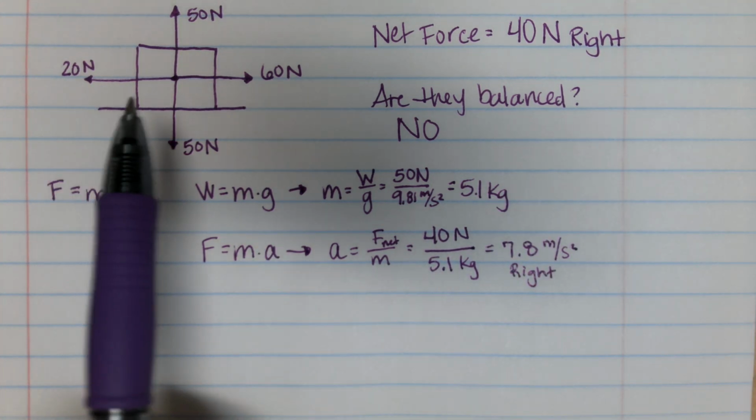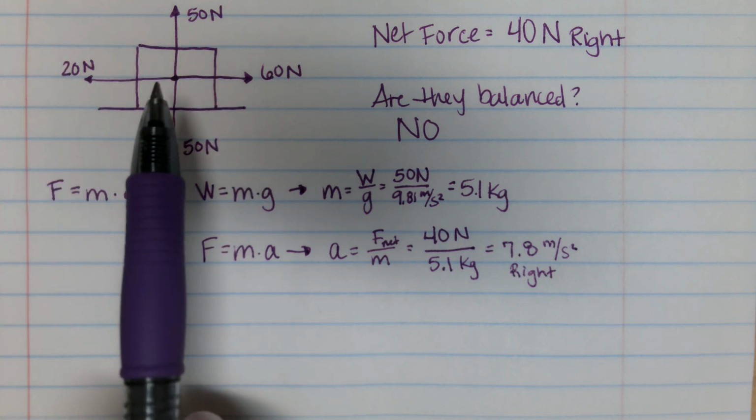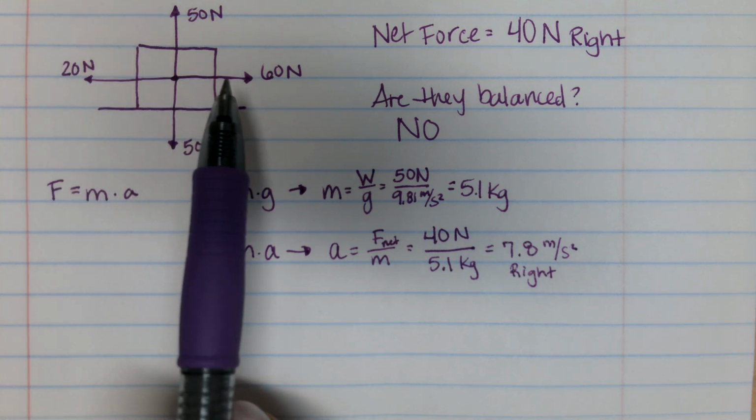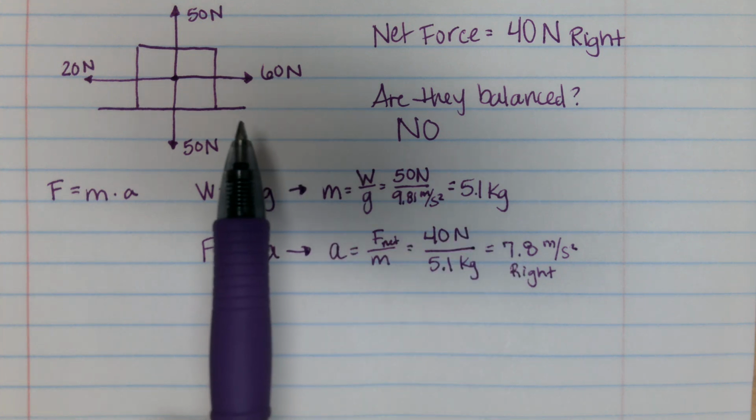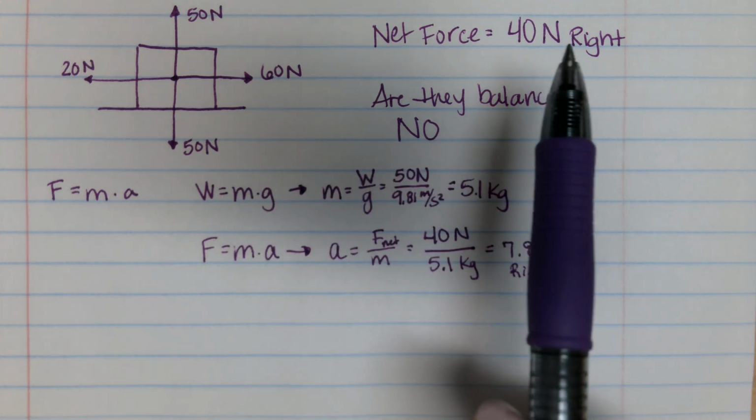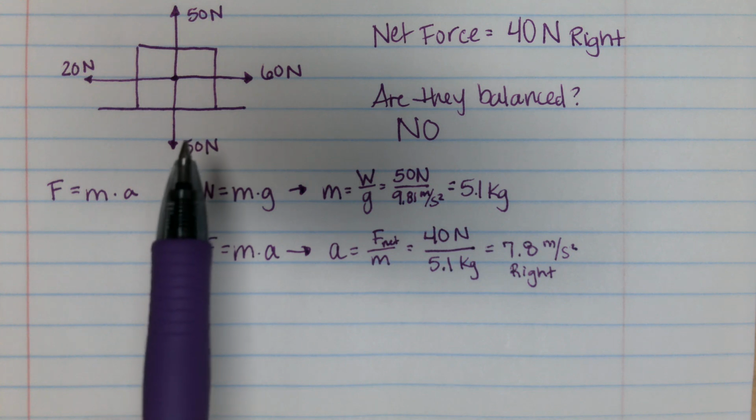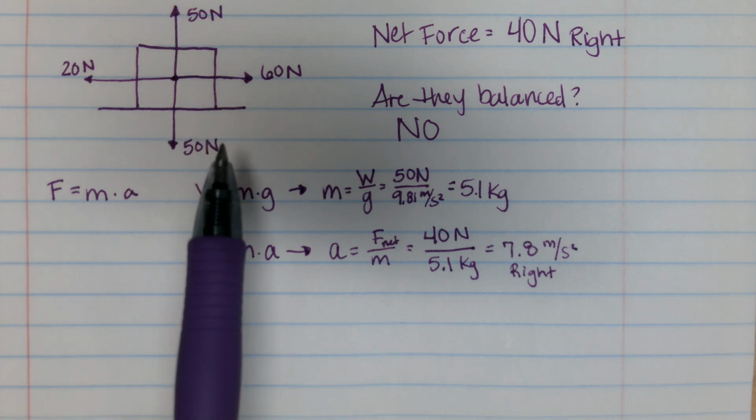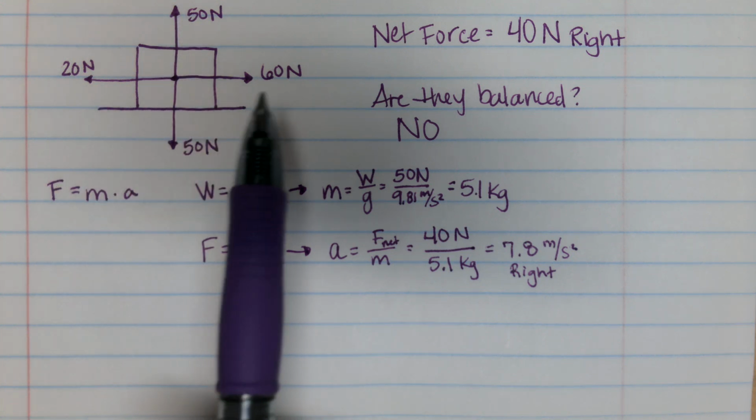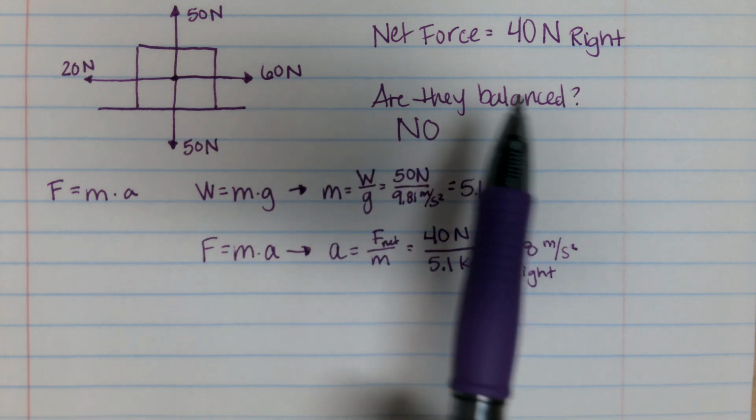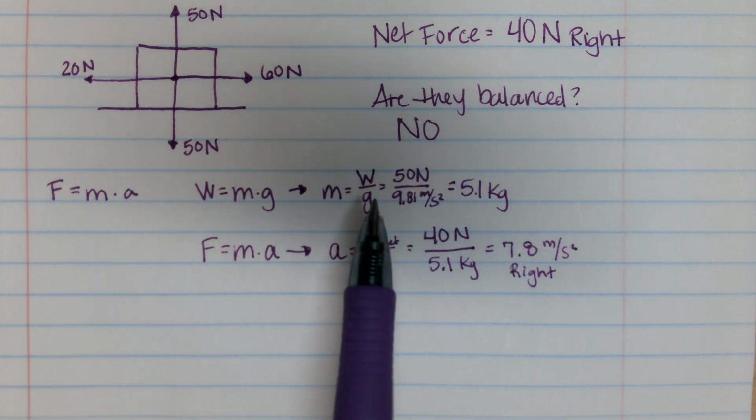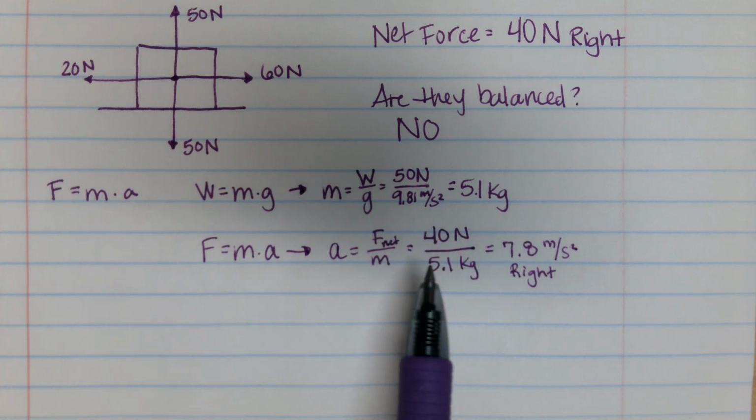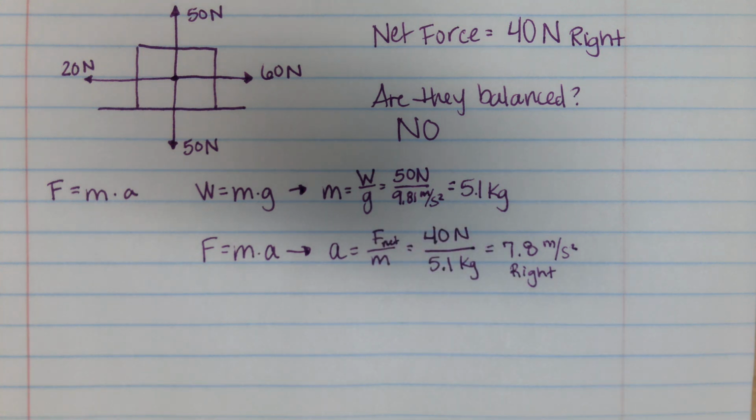So this box, if all of these forces are applied on it at the same time, will begin to move with an acceleration of 7.8 meters per second squared to the right. We have to get the net force by canceling out all of the extra forces. Like we said, the 50s all cancel. The extra 20 subtracts from the 60. We figure out the mass of the object by taking the weight divided by 9.81, and we use that to figure out what the acceleration of that box would be.